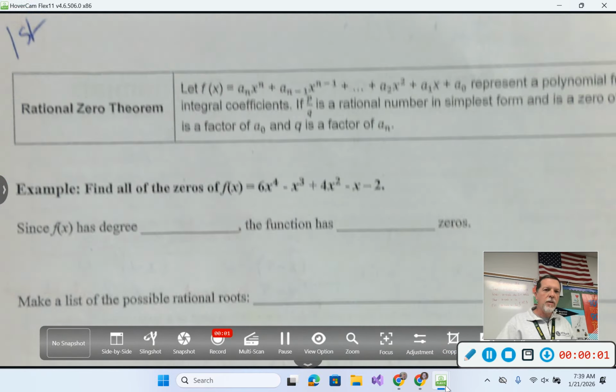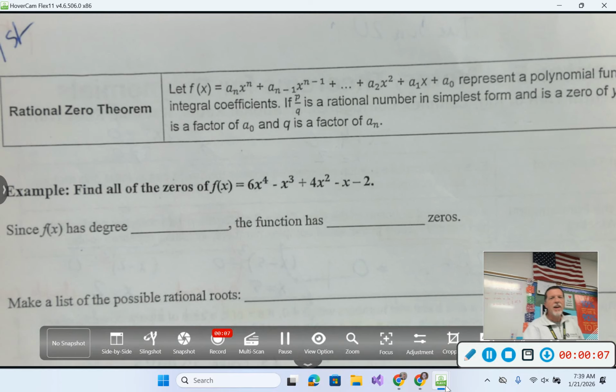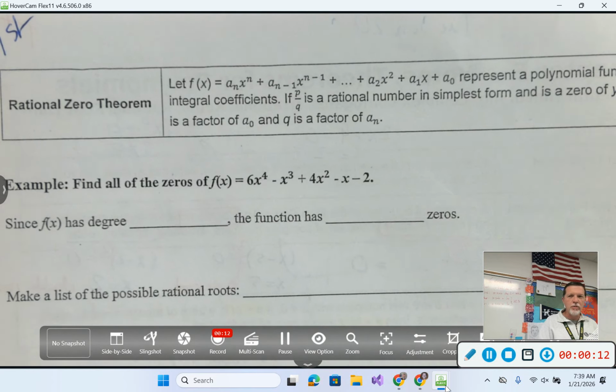is new stuff. So this rational zero theorem. We'll read through the complicated words, and then we'll simplify it to something that's a whole lot easier than all of those words.